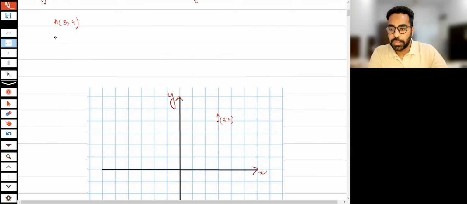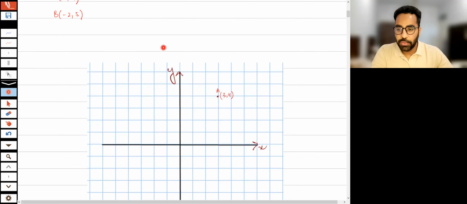Let's take another point, B, which is (-2, 5). This means that in the x position, I have minus 2, so I have to go 2 units to the left. In the y position, I have positive 5, which means I'll have to go upwards, 5 units upwards. Minus 2 means 2 units to the left and 5 units upwards. So I'll come over here. And this point would be point B, (-2, 5).